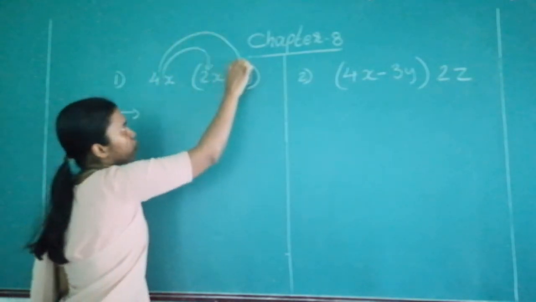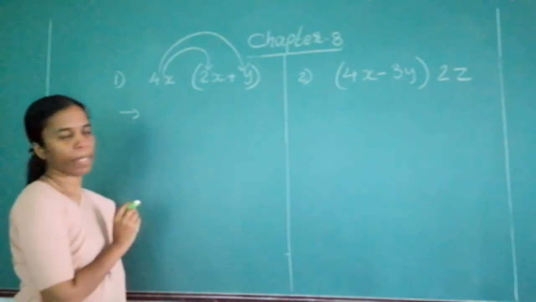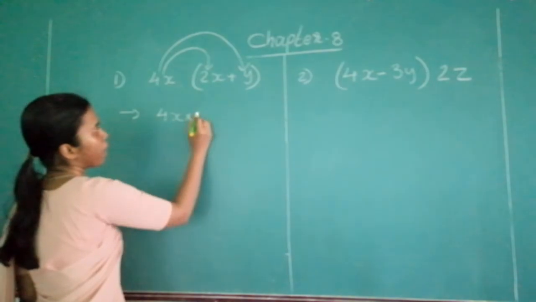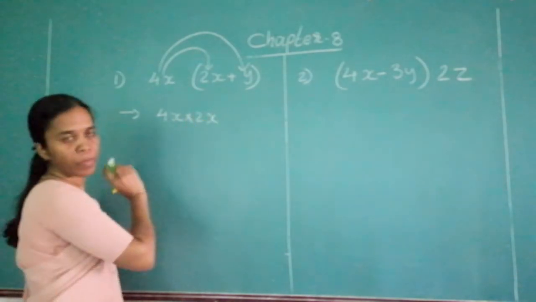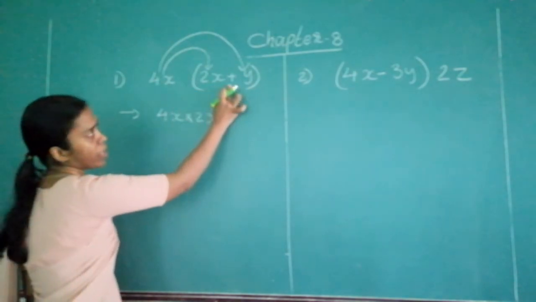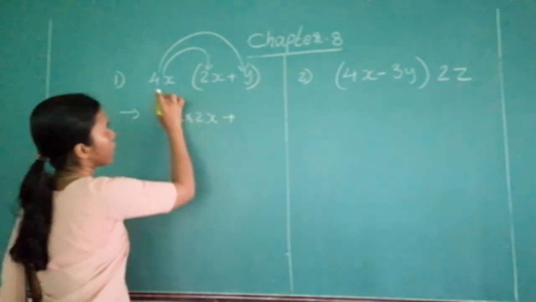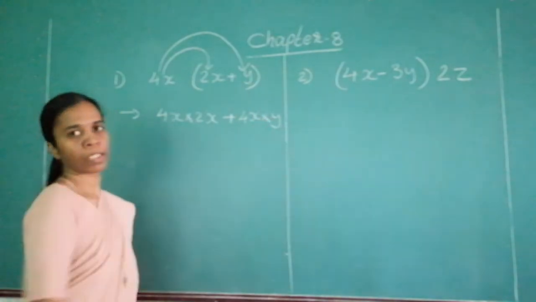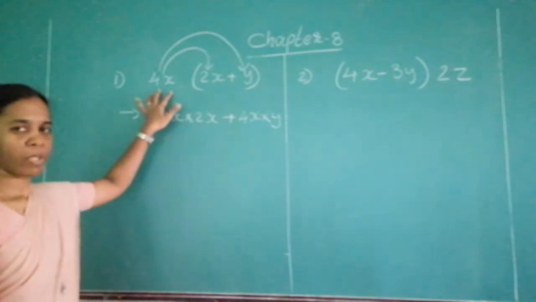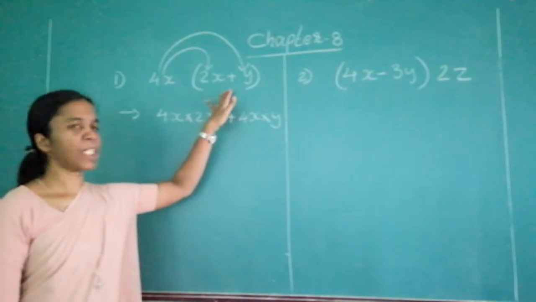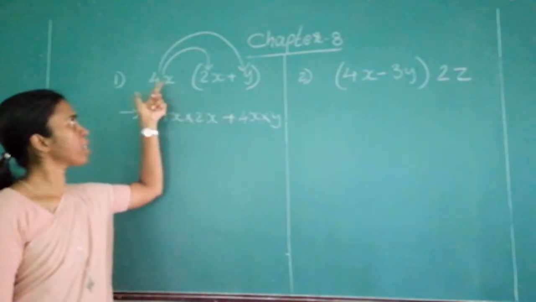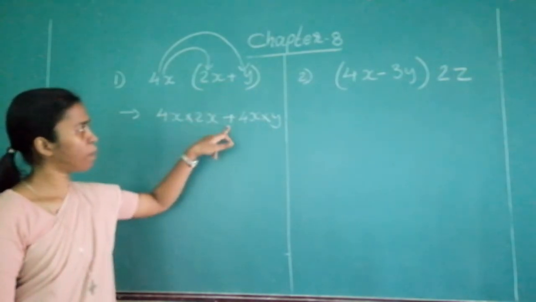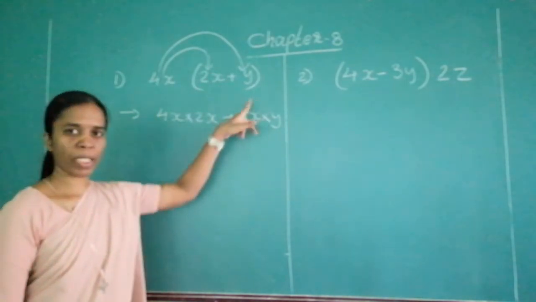Then you multiply the 4x with the second term in the bracket. So you will have here 4x multiplied by 2x. The first term is done. What is the sign over here? Plus again, 4x multiplied with the second term. Whatever is outside should be multiplied with every term inside. So 4x first multiplies with the first term, 4x into 2x, plus 4x into the second term.